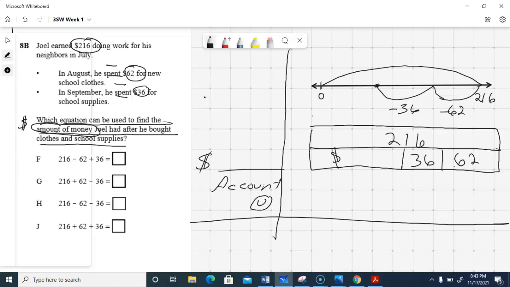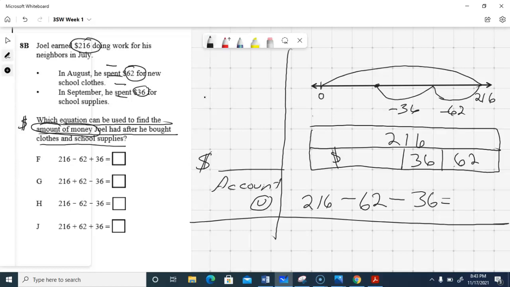The equation I use to solve this is you start with $216. Took away the money for the clothes, which was $62. And we took away what he spent on school supplies, which was $36. And the amount left would be how much money he still has. Okay, look at the first answer choice.